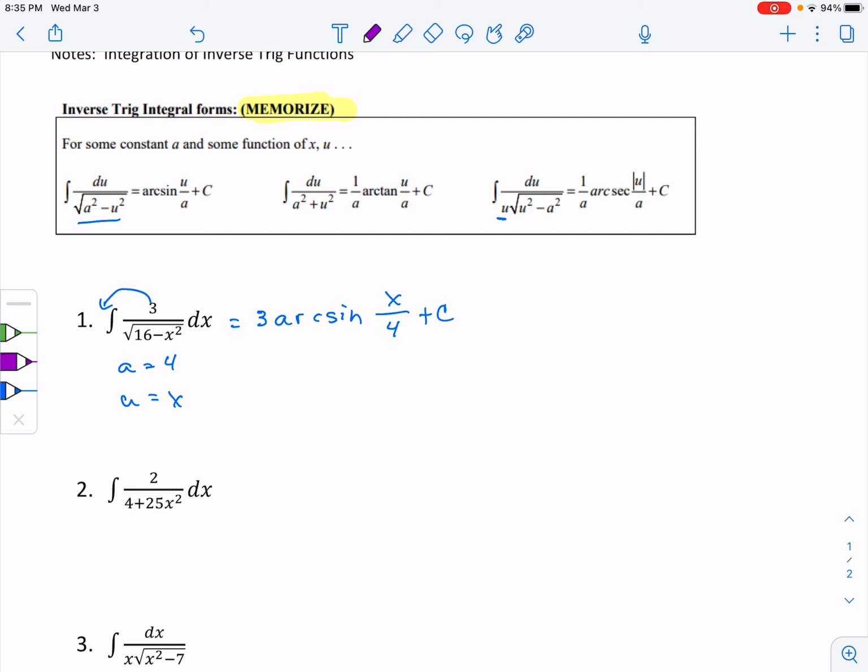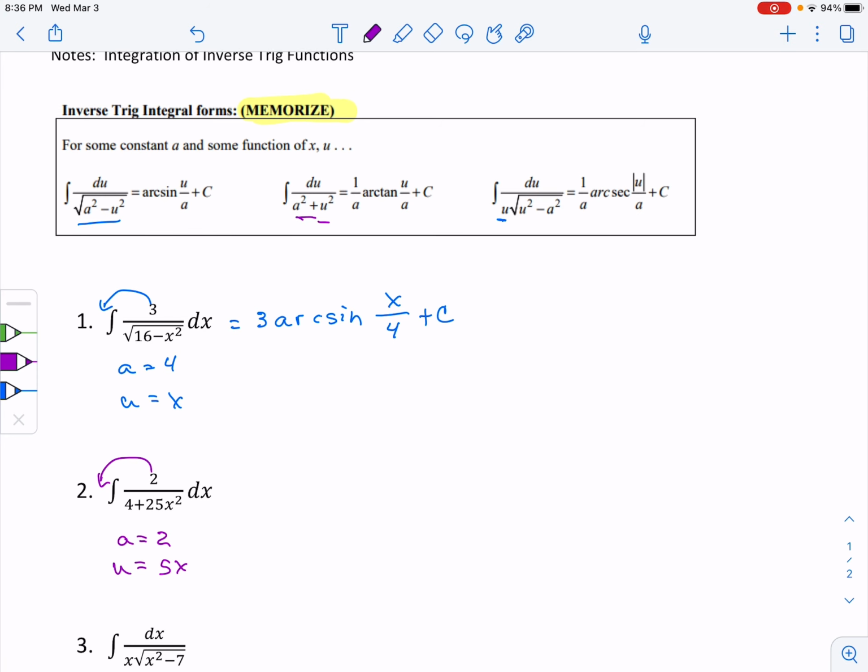You've got a plus sign in it. This has got a plus sign, and you've got a 2. That 2 can get wrapped to the front. a is equal to the square root of 4, and u is equal to 5x. You plug it in, so you end up with a 2 times 1 over a arctan of 5x over 2 plus c. And of course those go away, so you have just the arctan of 5x over 2 plus c.